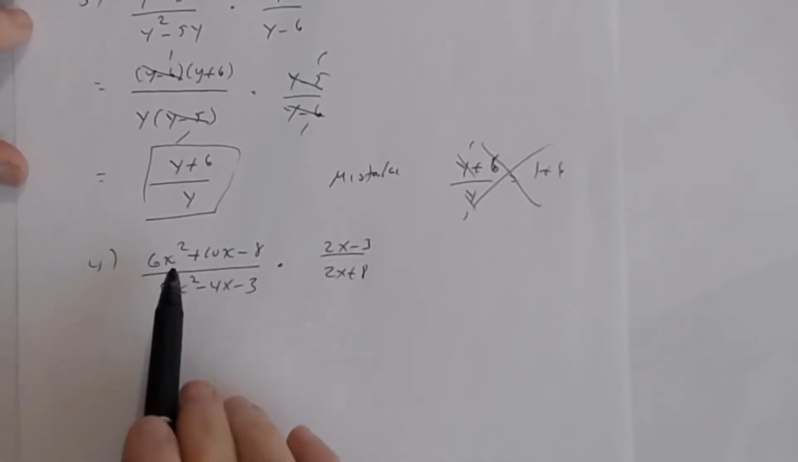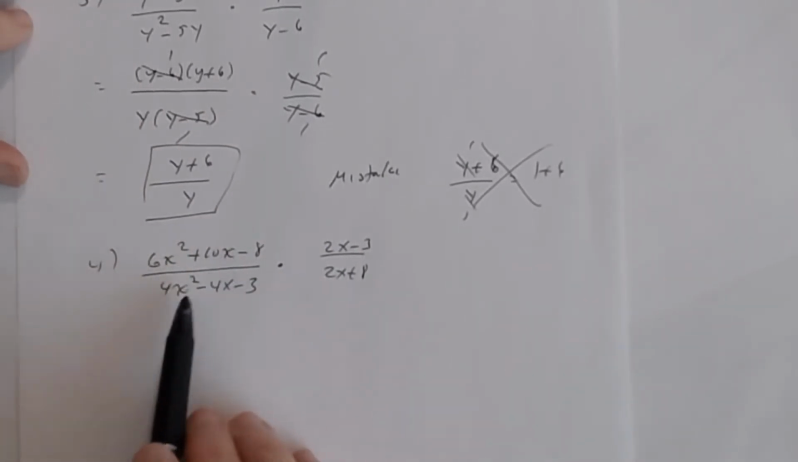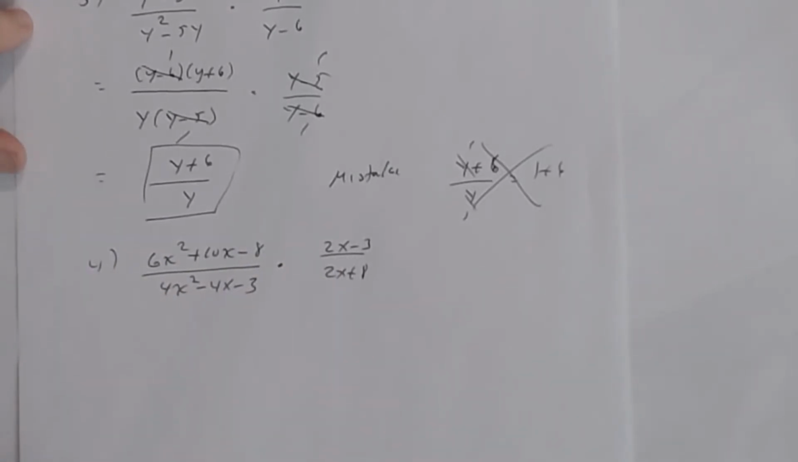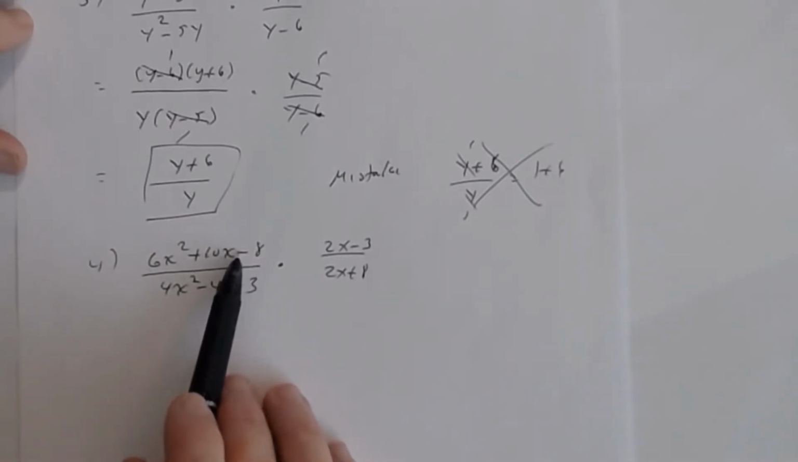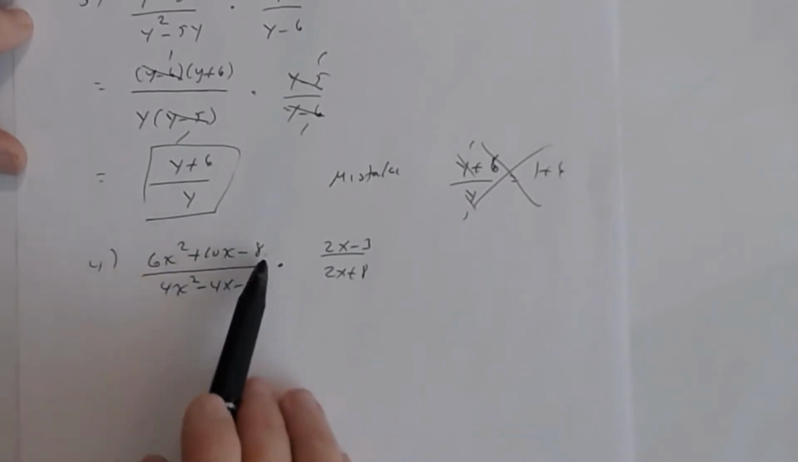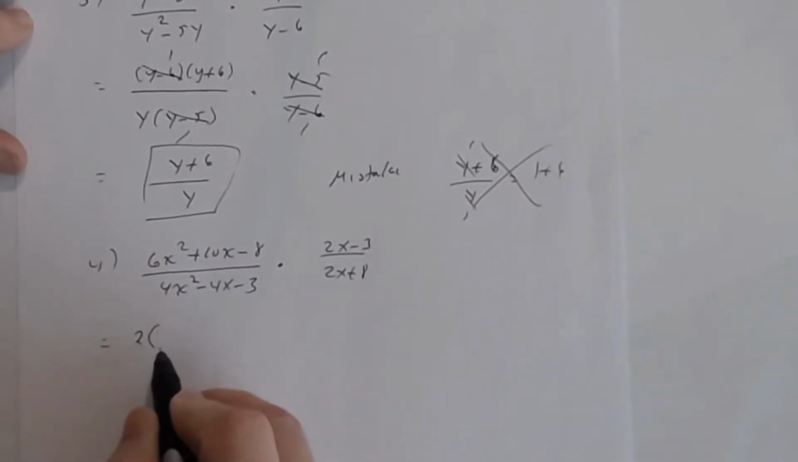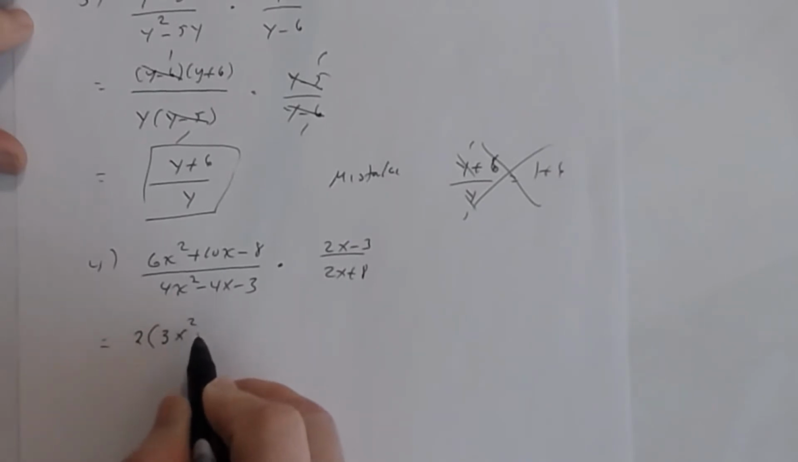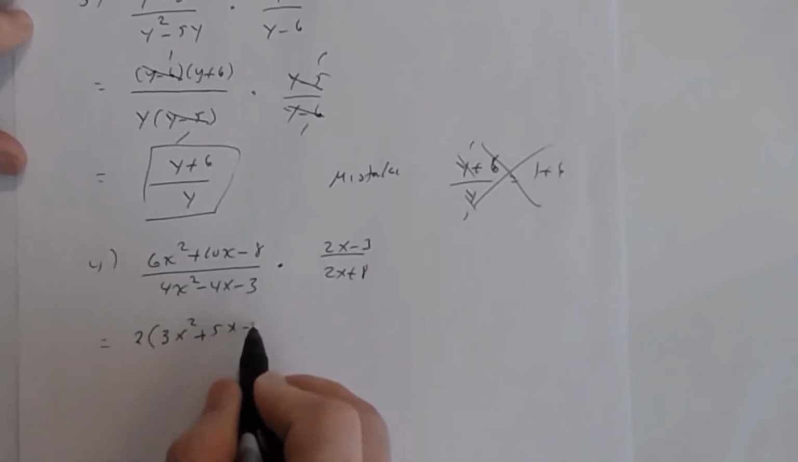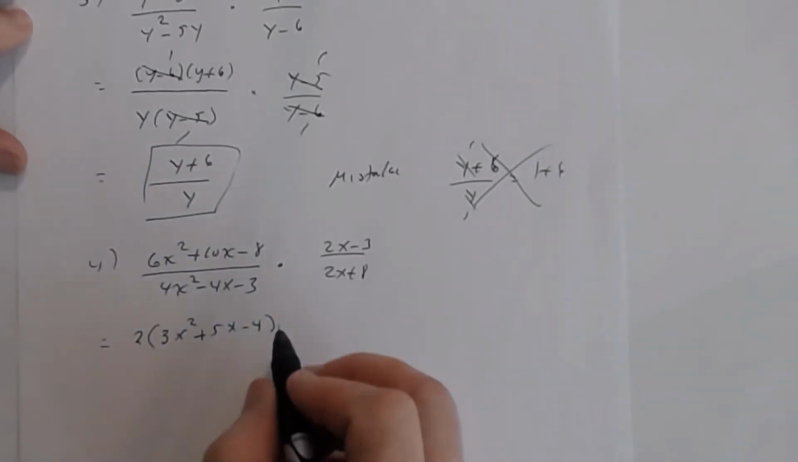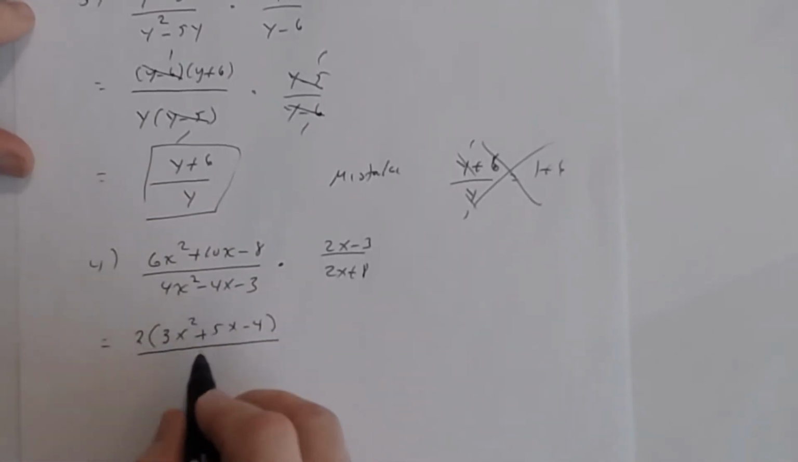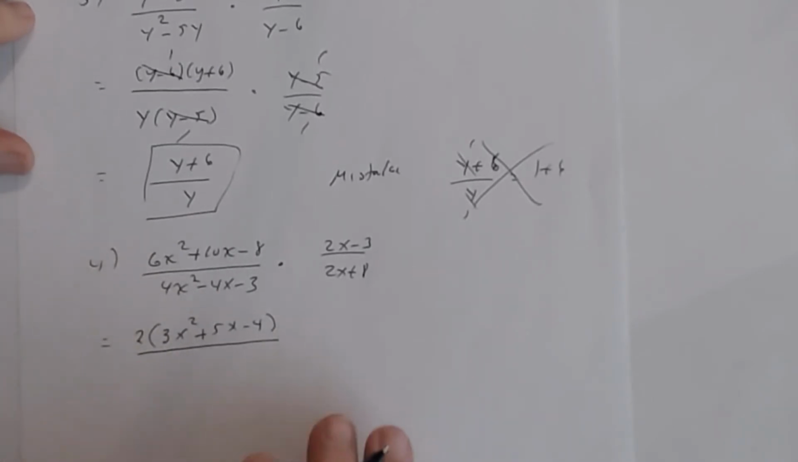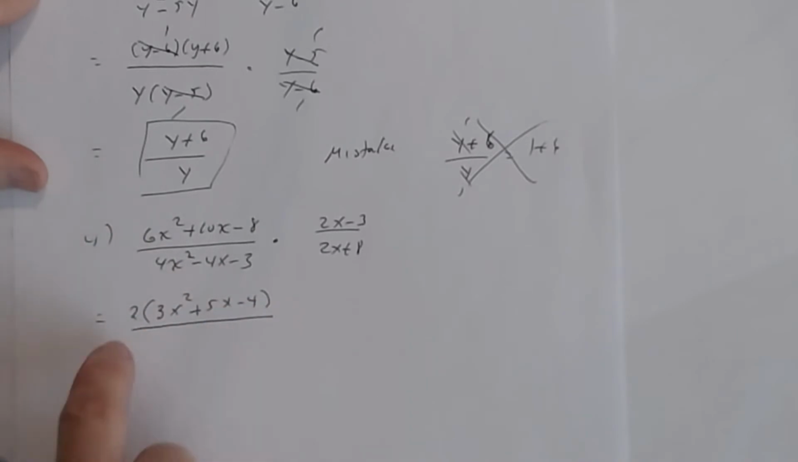All right, so again, the first thing you do is to factor all of your numerators and the denominators. So over here, if you notice, the GCF looks like a 2. I can factor out a 2, so let me go ahead and do that first. So that's 2 times 3x squared plus 5x minus 4, okay? And then in the denominator, you can factor this out further, by the way, so I'm going to come back and do that, but that's the first thing you would have noticed. Hey, I can factor out a 2, so let's go ahead and do that.